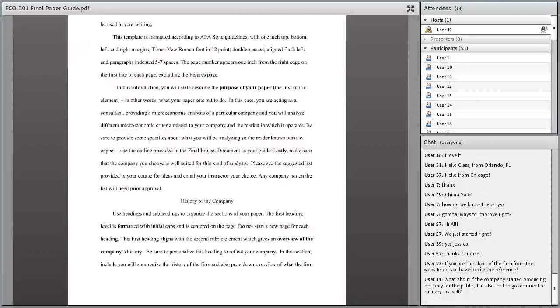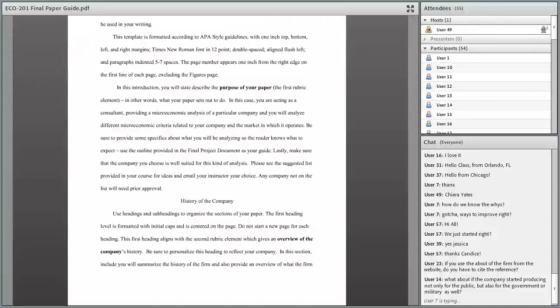If you use the about of the firm from the website, you have to cite the reference. Yes, Chandra, every time you guys use a source, you will have to cite it and reference it. Paraphrase what you read. Paraphrasing means you read from the website, but you express the content in your own words.